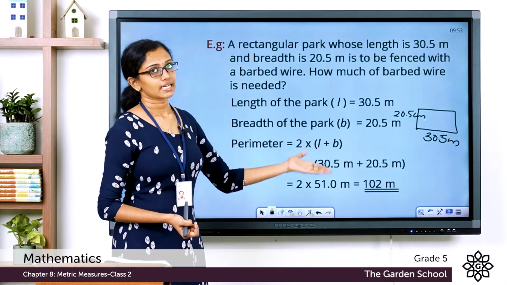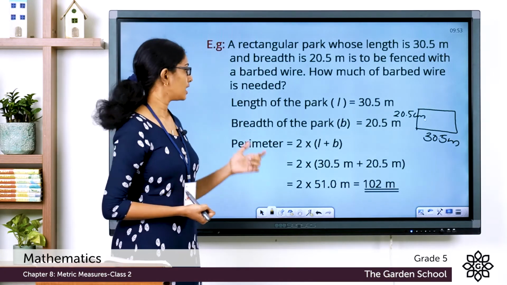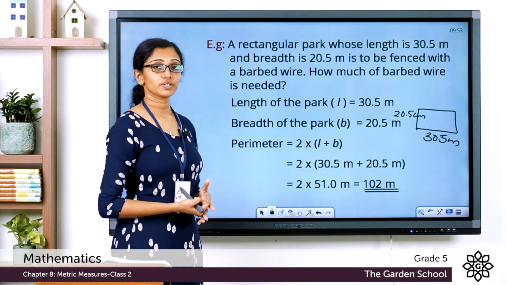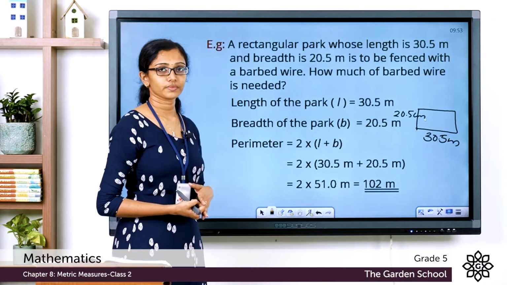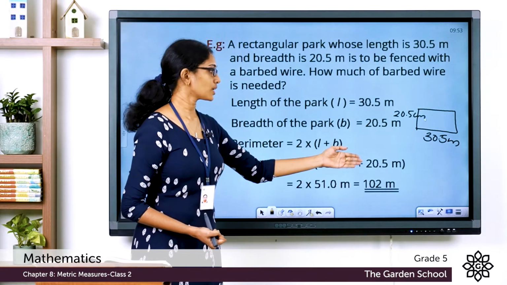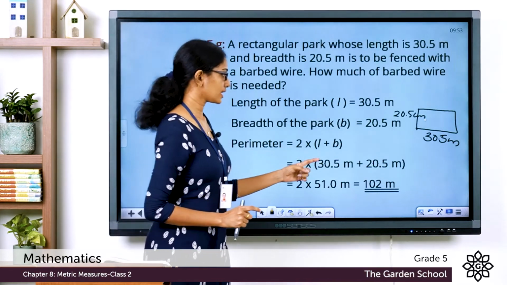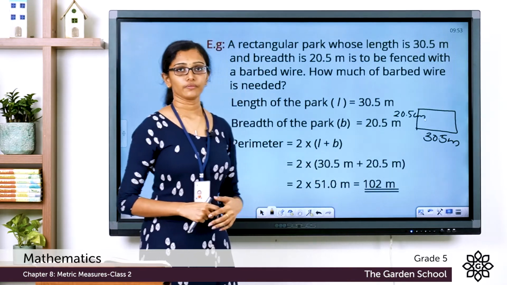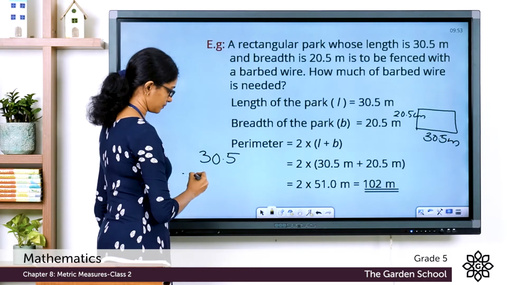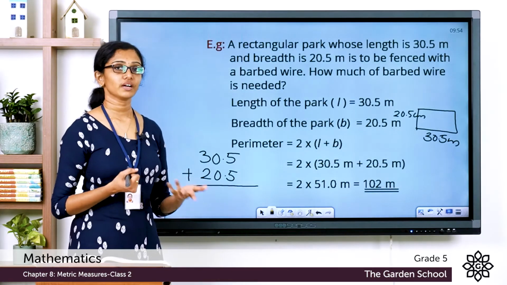So from the question, let's write the steps as: length of the park is equal to 30.5 meter. Breadth of the park is equal to 20.5 meter and the perimeter is equal to 2 times (L plus B), the length plus breadth. That is 2 times (30.5 plus 20.5). Do what is given within the brackets first. So calculate 30.5 plus 20.5. How do we do that? 30.5 plus 20.5. Addition of decimal numbers.